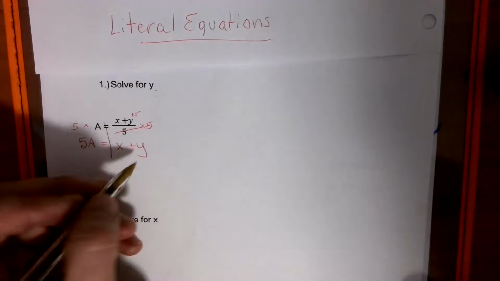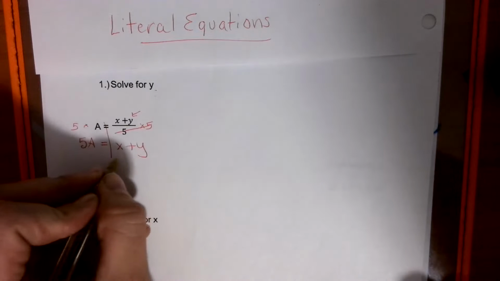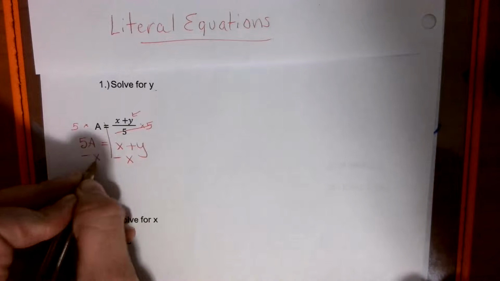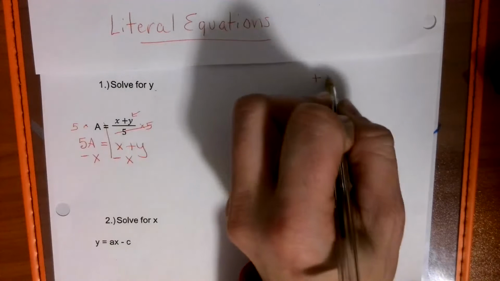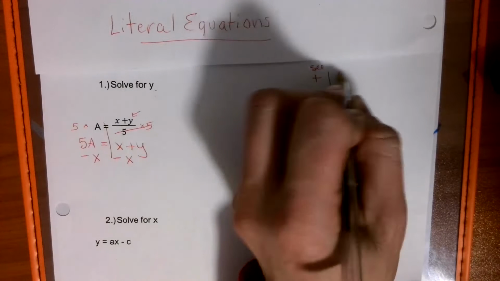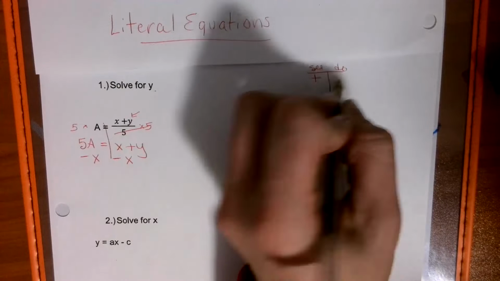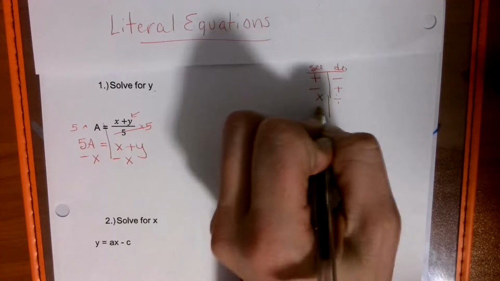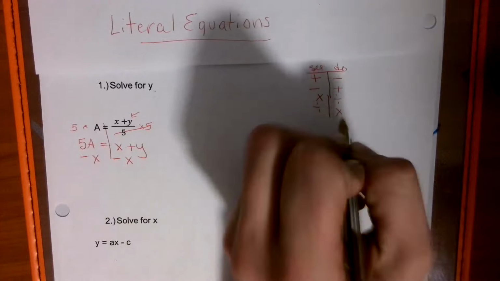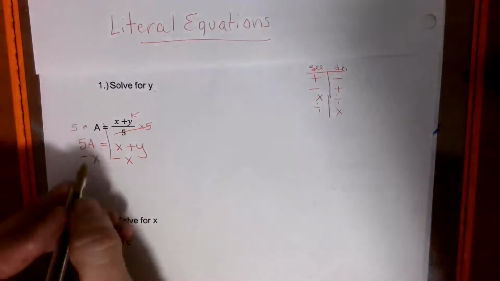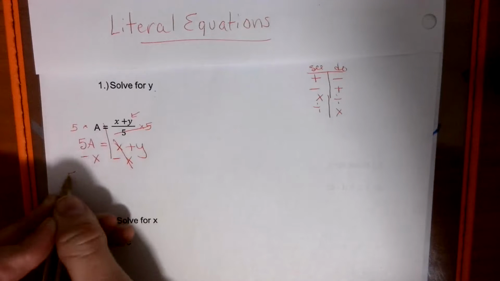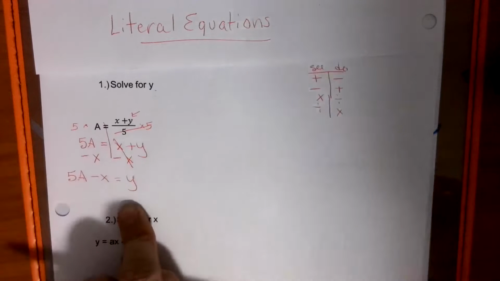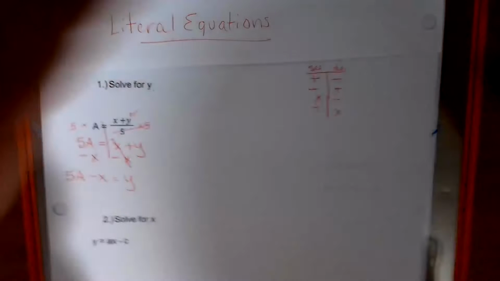If we want to get y by itself, we've got to get rid of this x. We've got to bring this x to the other side. Remember, it's always see, do. It's opposite. So if we see addition, we do subtraction; see subtraction, do addition; see multiplication, do division. And if we see division, we do multiplication. So now that cancels out, and we have 5a minus x equals y. We solved for y. That's all you need to do.